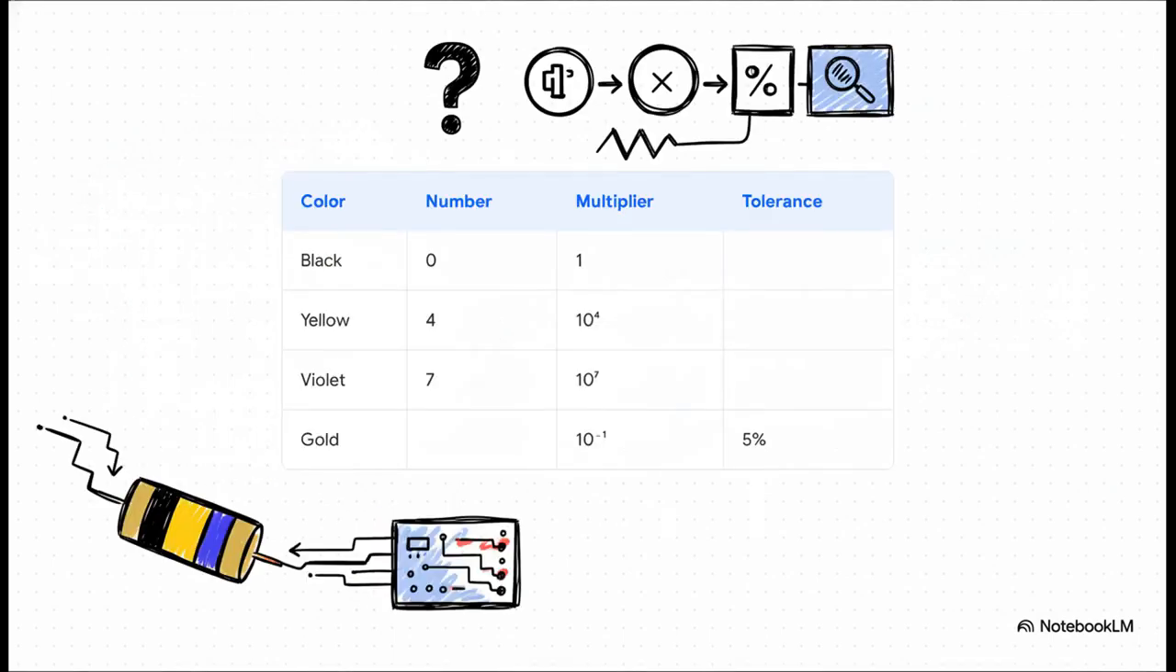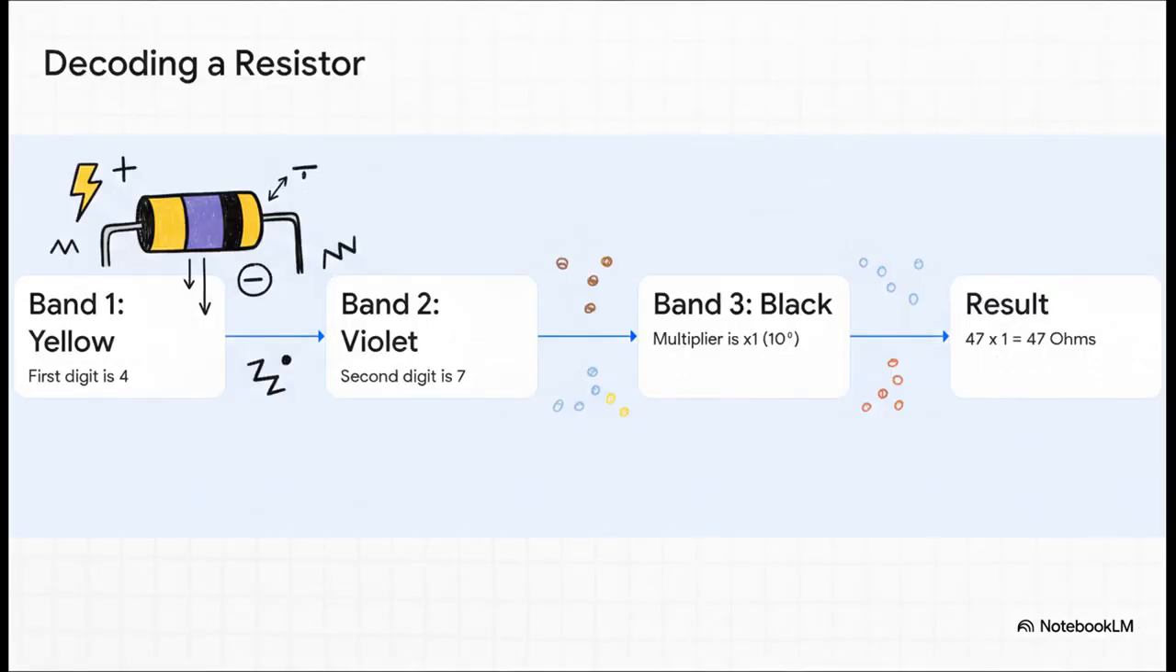So how do you know how much resistance it has? I mean, there's no tiny print on it. Instead, they use a secret code, these colored bands. It's a universal language for electronics. Each color stands for a number or a multiplier, so you can know its exact value just by looking at it. Let's crack the code for that resistor we just saw.